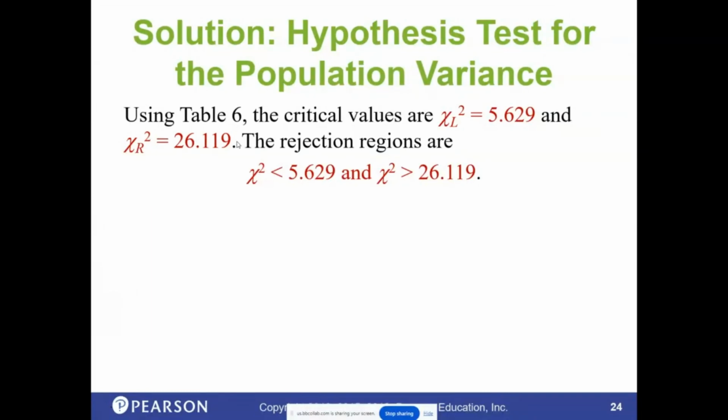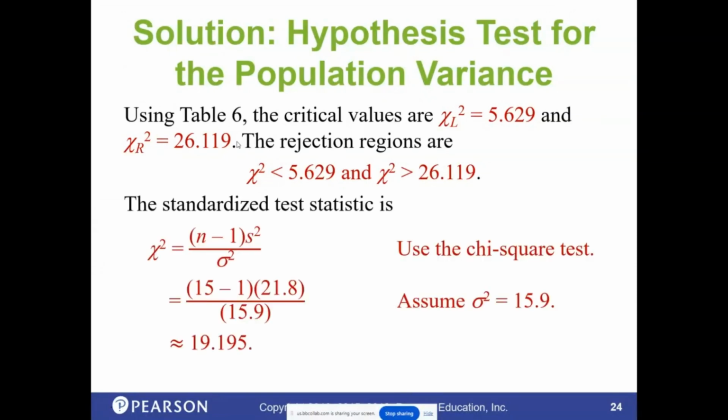So what's next? Use our formula to find our test statistic so we can see if it's in one of those rejection regions or not. So chi-squared equals n minus 1, so in this case, that's 15 minus 1. Our s squared was given as s squared this time, so we're just going to substitute in 21.8. We don't have to square it. And then our claim was 15.9. Don't have to square that either. Put that in your calculator and you get 19.195.